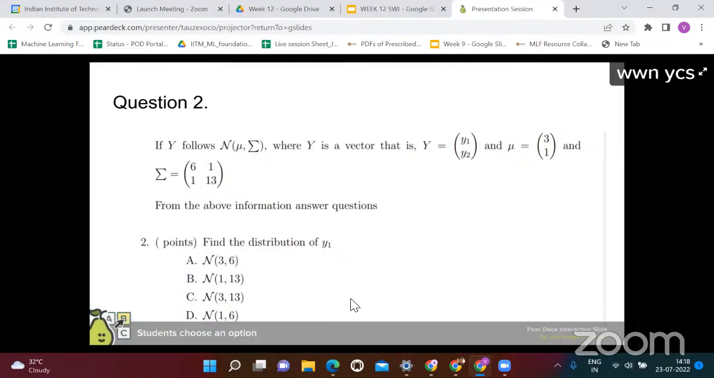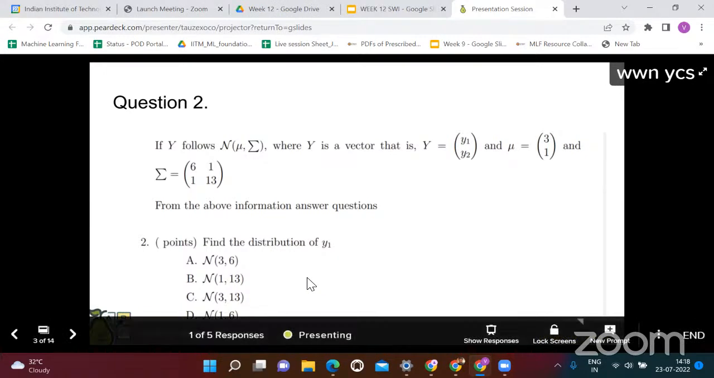Okay, so this is not that difficult. For example, you need to calculate the distribution of y1. If you need to calculate the distribution of y1, what do you need? You just need the mean value, or the expected value, and the variance of that distribution, right? So what would be the mean for y1?